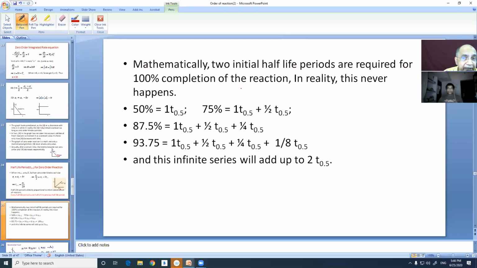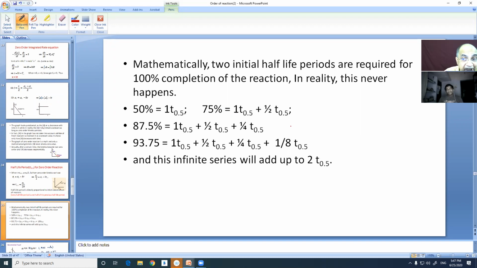Then mathematically, just compare how we made an analysis. In second order, we found that 7 initial half-life periods were needed for 87.5% completion. Similarly, let's see what happens here. Mathematically, 2 half-life periods are only required for 100% completion. In reality, this never happens. For example, for the first 50%, 1 half-life period. For the next 25%, that means a total of 75%, it will be half of the first half-life period.